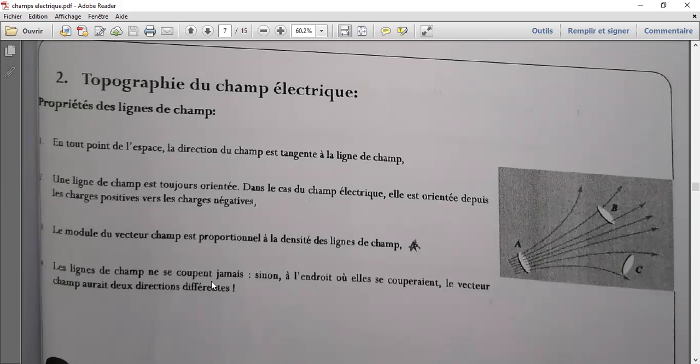So if this ligne de champ, which is in the form of a curve, is cut, meaning even the direction will be changed. So you should know that the ligne de champ is never cut, it's always continuous, and when you cut it, something has to change. Thus the direction has to change. So the direction of the two has to change. So basically, this is a summary about the topographie du champ électrique.